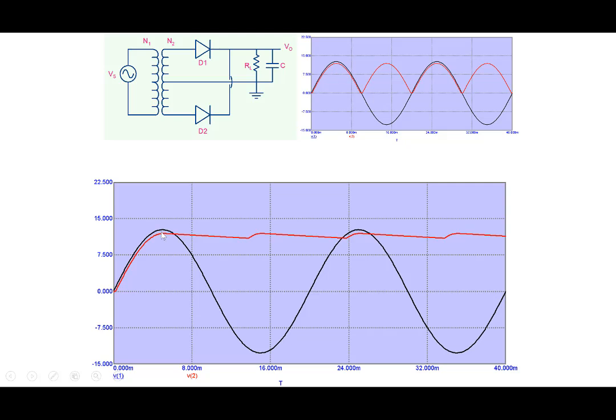The capacitor will charge up. And once the voltage goes below the output voltage here, the diode is off, and D2 is off anyway. In the positive cycle here, D2 is off, so the capacitor discharges through RL. Now the capacitor discharges through RL till this particular diode turns on.